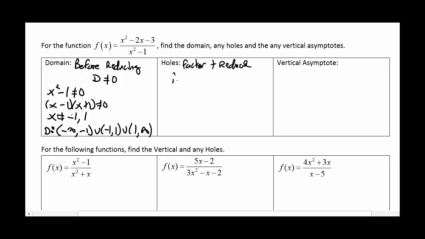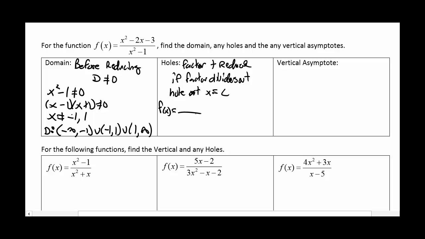And if a factor divides out, that means there's a hole at x equals the number where it divided out. So x equals the constant where it factored out. So let's take a look at this thing then.